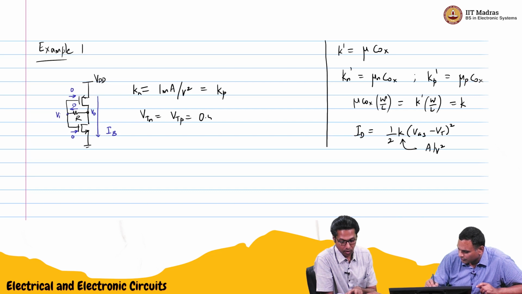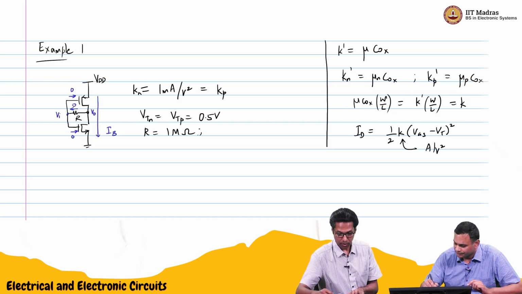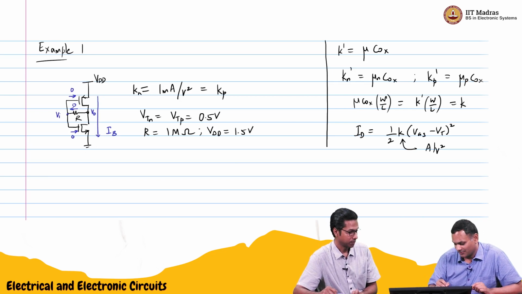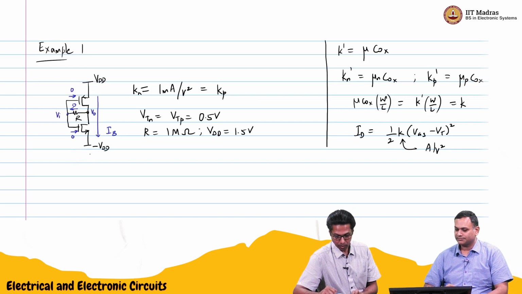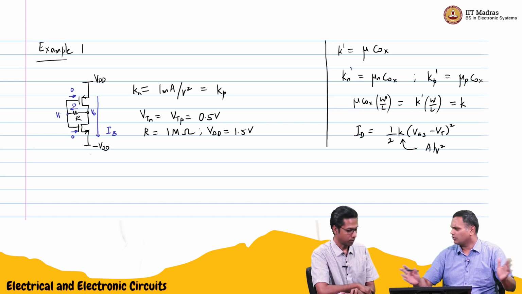And the resistor R is 1 mega ohm. And is VDD given? VDD is 1.5 volts. And the bottom is not grounded, that's minus 1.5. Great. And gate and drain: the question is for G and D open. That means there is no current through R, no current through R.